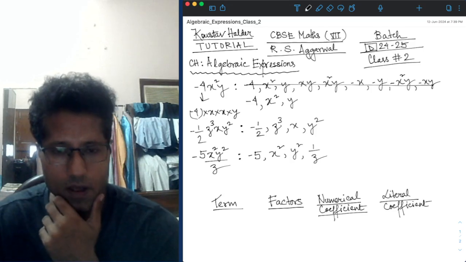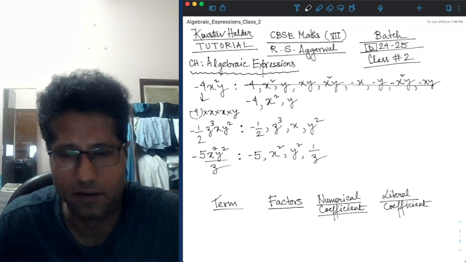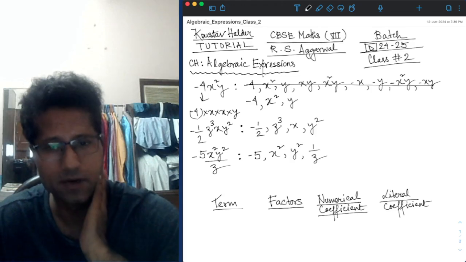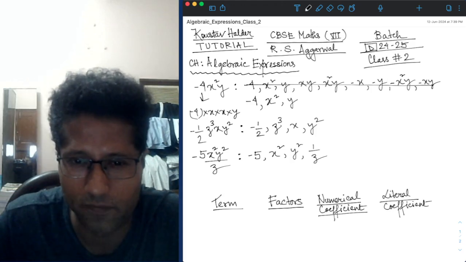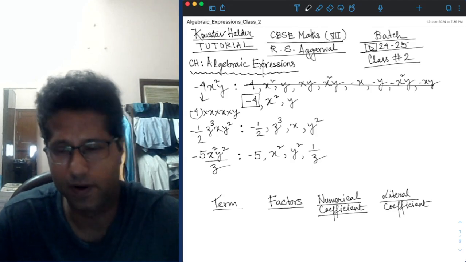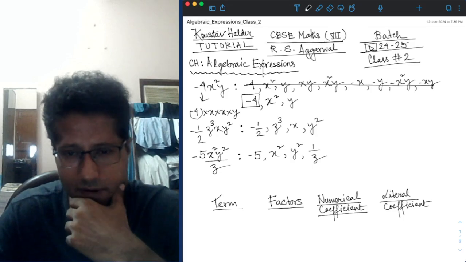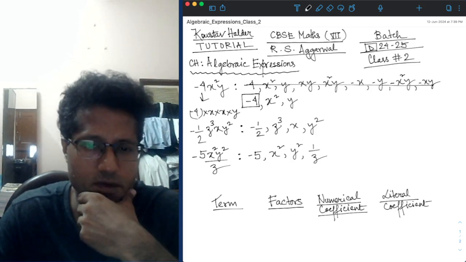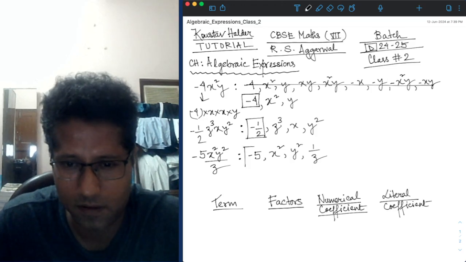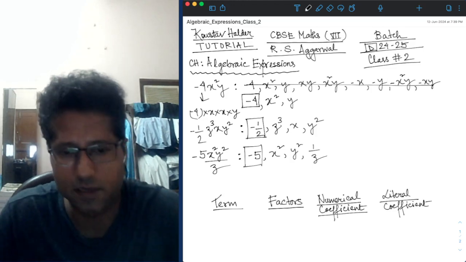Now among the factors of a term, there will be only one numerical factor. For the term minus 4 x square y, minus 4 is the numerical factor. Why is it called a numerical factor? Because the factor's value is constant. For the second term, the numerical factor is minus half, and for the third term, the numerical factor is minus 5.